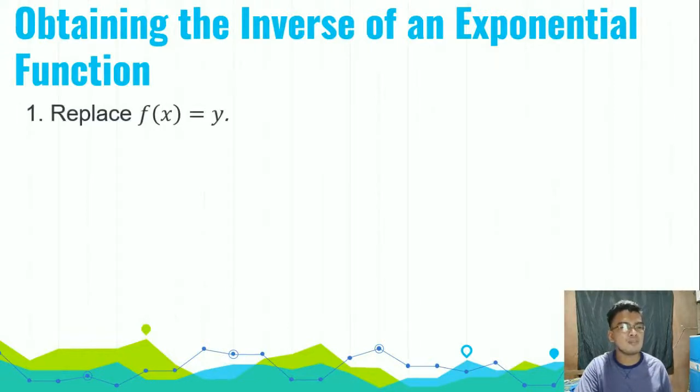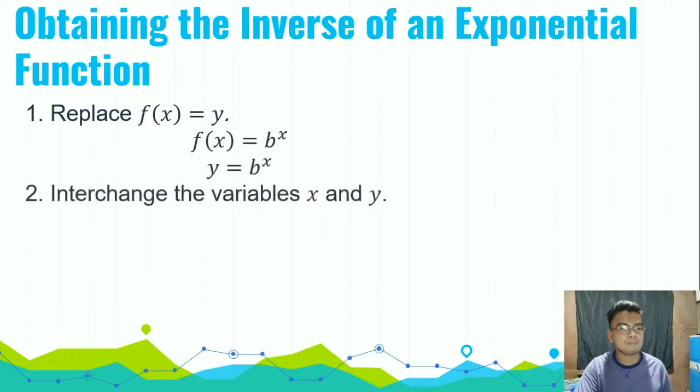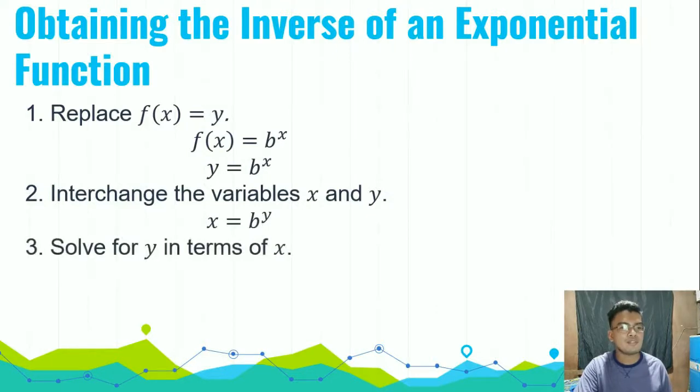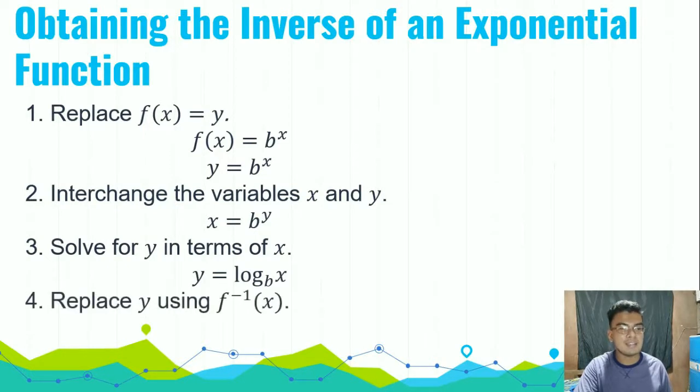So, the first step, we replace f of x using y. So, that is the exponential function. We just replace f of x using y. The second step, we interchange the variables x and y. So, y will be x and x will be y. And then solve for y in terms of x. So this can be written as y is equal to log base b of x. And then lastly, we replace y using f raised to negative 1 of x.